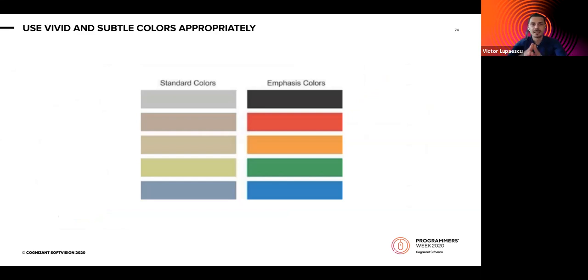And use vivid and subtle colors appropriately. What that means is there are two types of colors: standard colors and phase colors. So whenever you use a really dark or strong color, try to use it with a scope. Otherwise, use more neutral colors, like the standard ones on the left, right? It's easier, and the user won't feel aggressed by what you're showing.